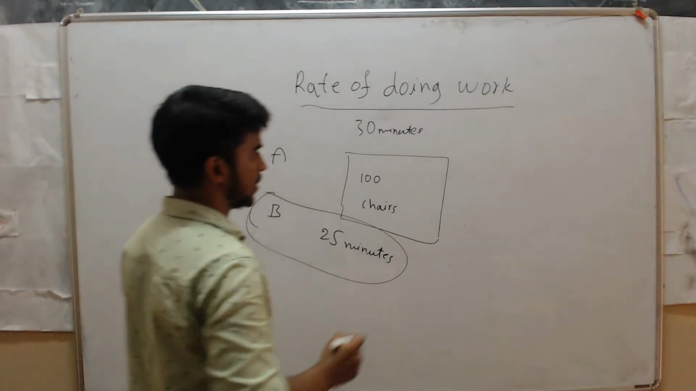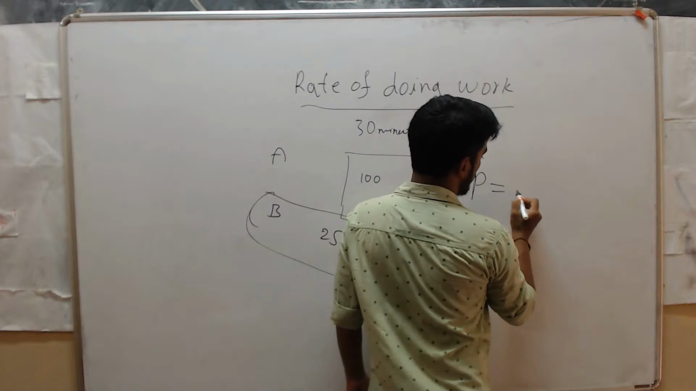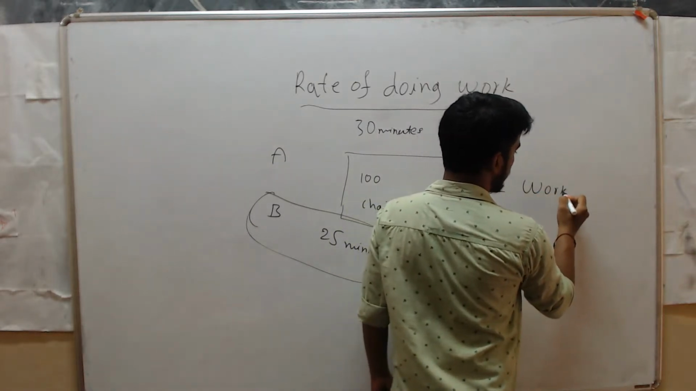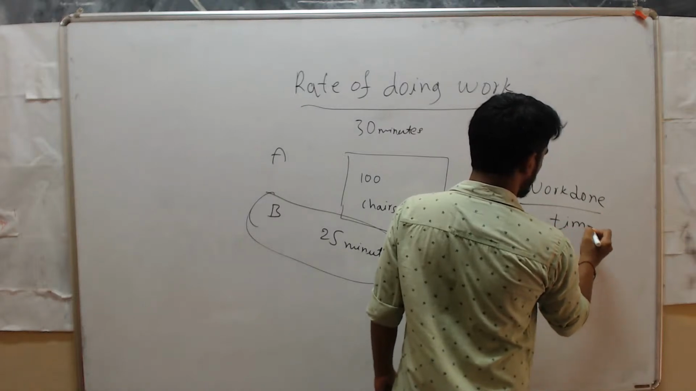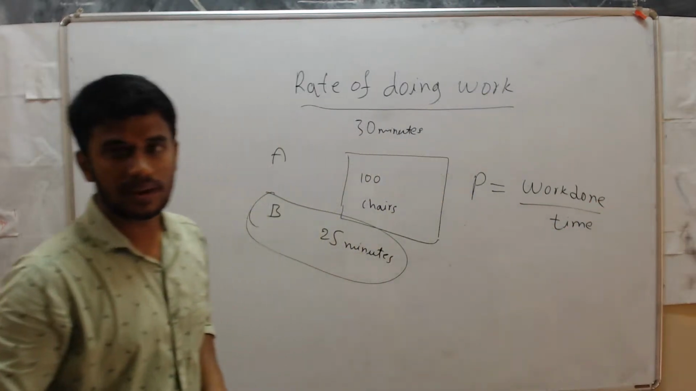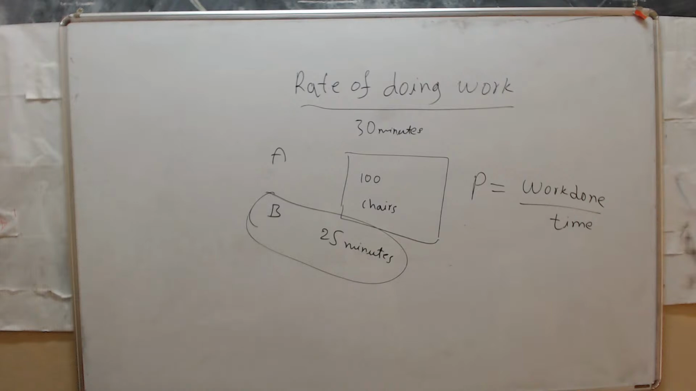So to calculate power, we have a formula. Power is equal to work done divided by time. Work done divided by time. So the rate of doing work is called power.